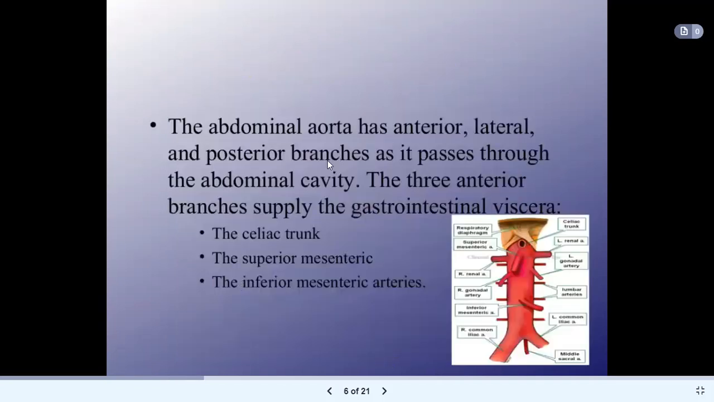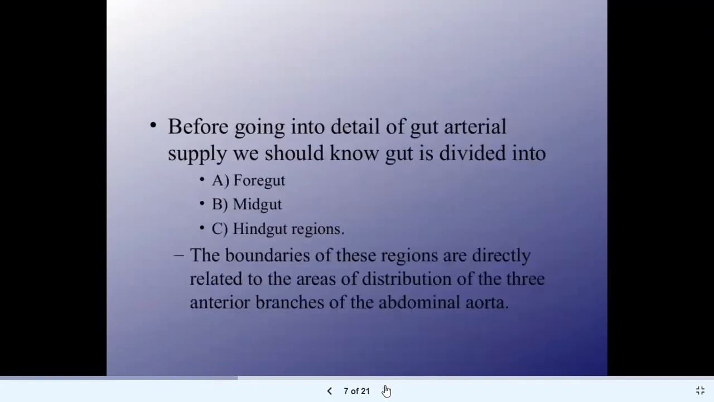So the abdominal aorta has anterior, lateral, and posterior branches as it passes through the abdominal cavity. The three anterior branches supply the gastrointestinal viscera. So our emphasis today will be on the anterior branches because these are the branches that supply the digestive system, which we said are made up of three main vessels: the celiac trunk, the superior mesenteric artery, and the inferior mesenteric artery.